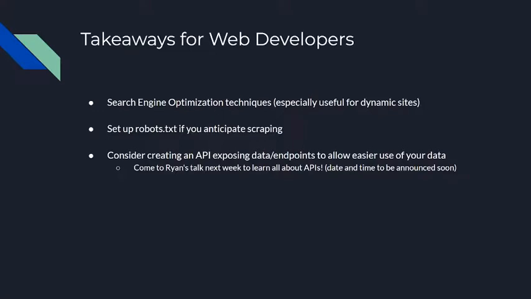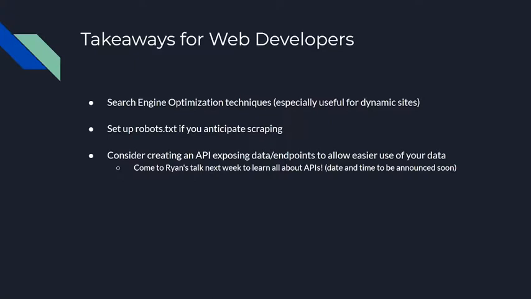If your website is one that you anticipate being scraped, be it because you have data on there that might be useful to other people or something like that, you should consider putting up a robots.txt to request the way that you would like your website to be scraped. But probably even more useful would be to set up an API that would allow users to use your data or use your endpoints in order to access your data without having to scrape your website at all.